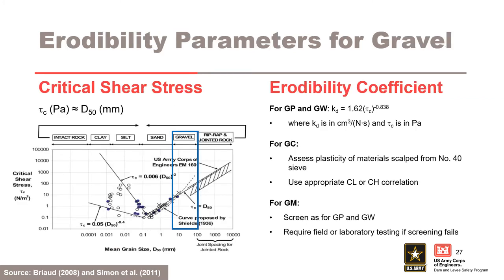Lastly, let's take a look at some erosion parameters for gravel. It should be noted that the coarse-grained regression equations from Briaud et al. 2019 should not be used for gravel. Instead, another equation that Briaud proposes, that the critical shear stress is approximately equal to the D50, with the units shown on the slide, is more applicable for gravel soils. This equation has been shown to be consistent with earlier U.S. Army Corps of Engineers studies as well.